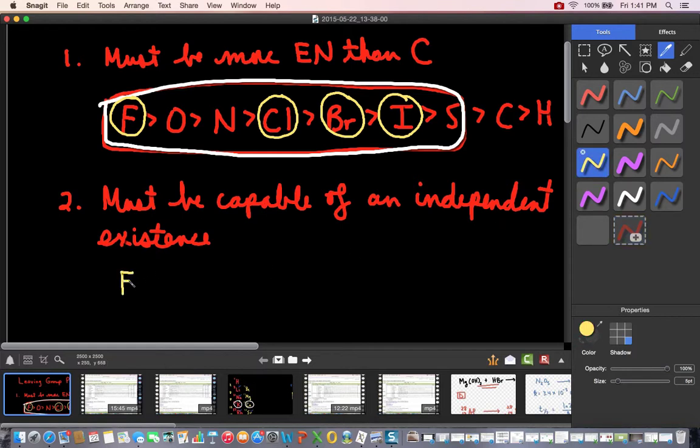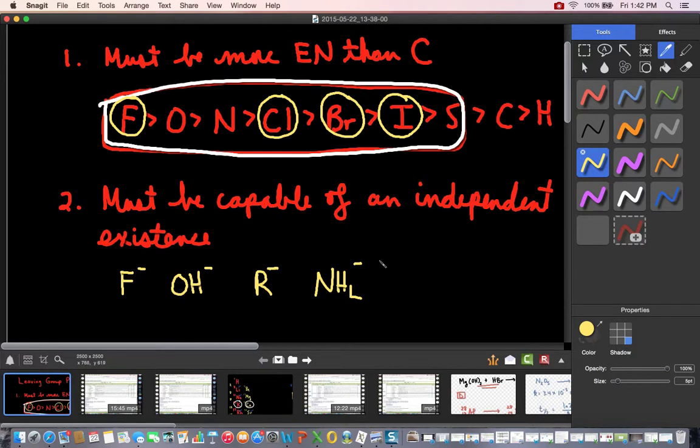Fluoride does not meet criteria 2. OH minus does not meet criteria 2. Any R group, any carbanion, neither meets criteria 1 nor criteria 2. NH2 minus does not meet criteria 2. These are not very good leaving groups. Groups that do meet criteria 1 and criteria 2 appear to be chlorine, bromine, and iodine.